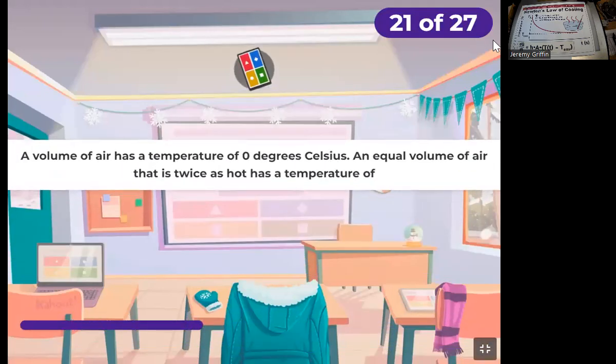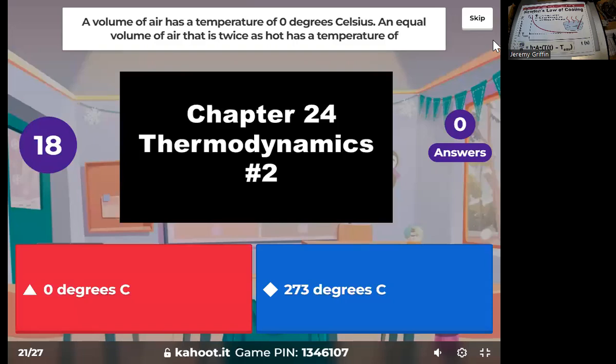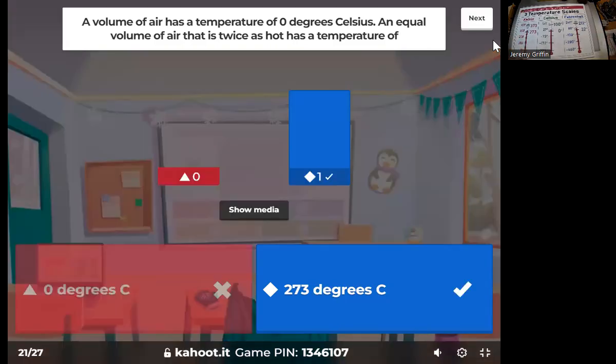A volume of air is at 0 degrees Celsius. What if you made that twice as hot? Now what would it be? Twice as hot. Scale up the temperature by a factor of 2. Ooh, yeah, somebody got that.